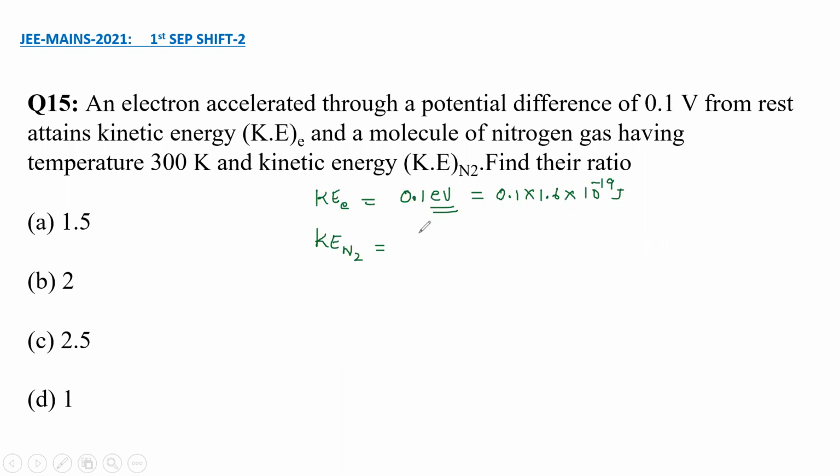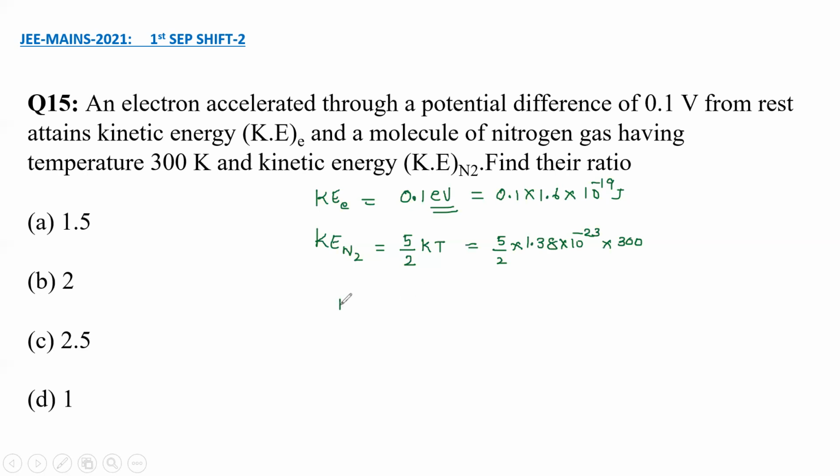because the total kinetic energy per molecule is given as F by 2 into Boltzmann constant into temperature. So here nitrogen, which is a diatomic gas, will have 5 degrees of freedom. So 5 by 2 into Boltzmann constant, which is 1.38 into 10 to the power of minus 23, into the temperature, which is given to be 300 Kelvin.